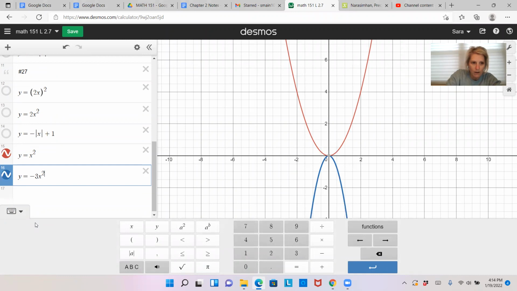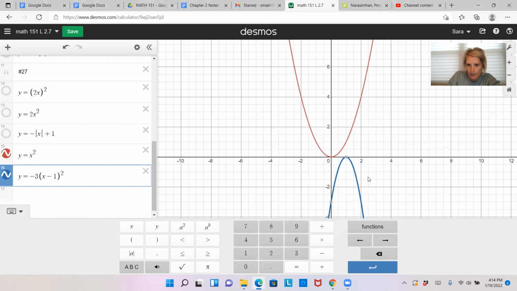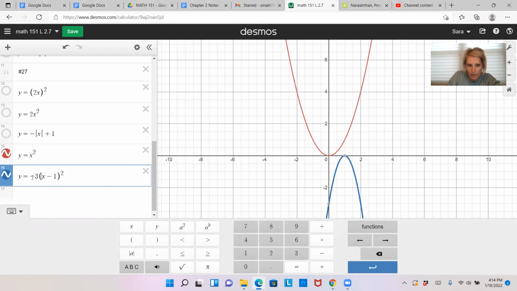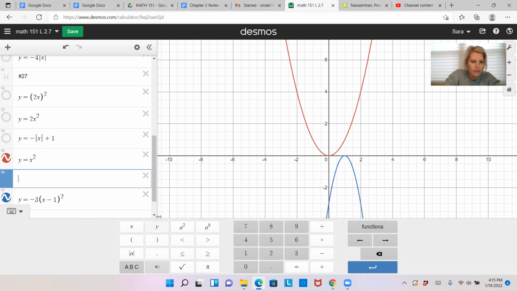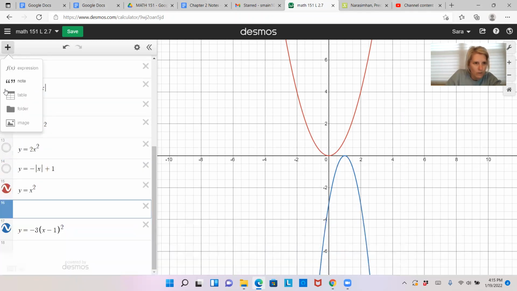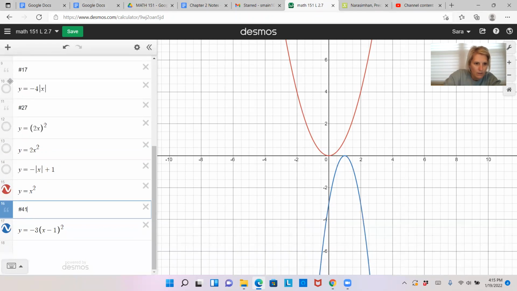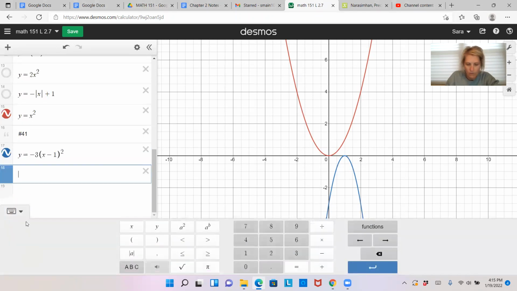But they wanted us to put it in parentheses. So there we go, shifted right. So wow, a lot going on. We reflected, we scaled, and we shifted to the right. And that is number 41. Oh, very cool.